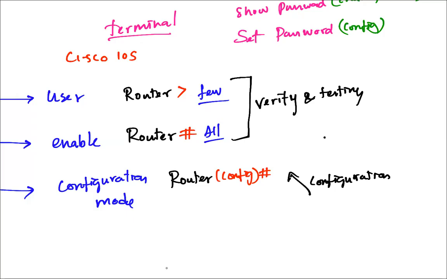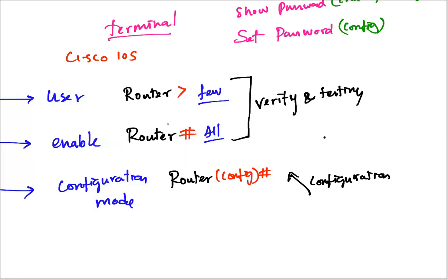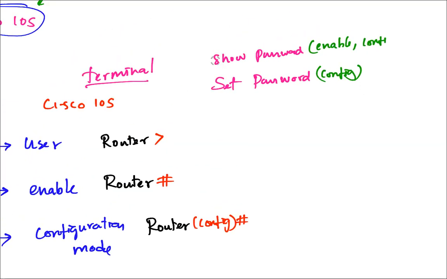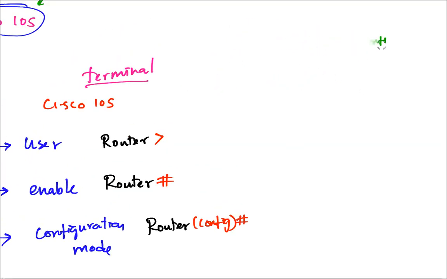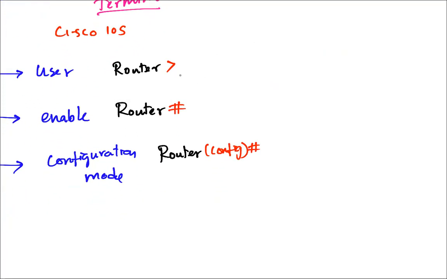Okay, so now we just understood what modes we have and what their purpose is, and some differences with some examples. Now this is going to be very important: the way you use shortcuts in the CLI. This is very important, and I want everyone to use this. So what is the command to go from user to enable? The command is enable, right?